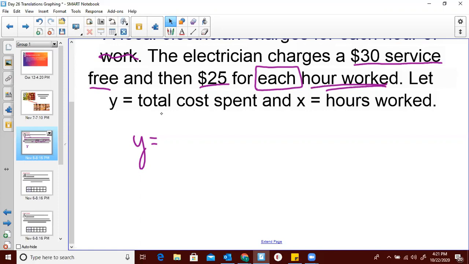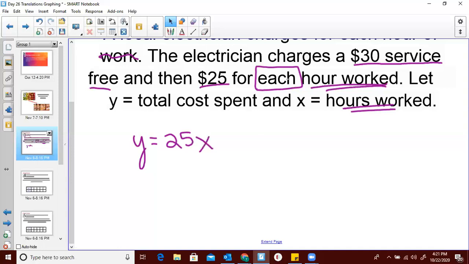All right, so it also tells us that we have X equals hours worked. So notice I double underlined hours worked and double underlined hour worked. So X is going to equal for each hour worked. So when we read this again, we can say the electrician charges a $30 service fee and then $25 for each hour worked, or for each X, because X is going to equal hours worked. So we'll have $25 for each hour.